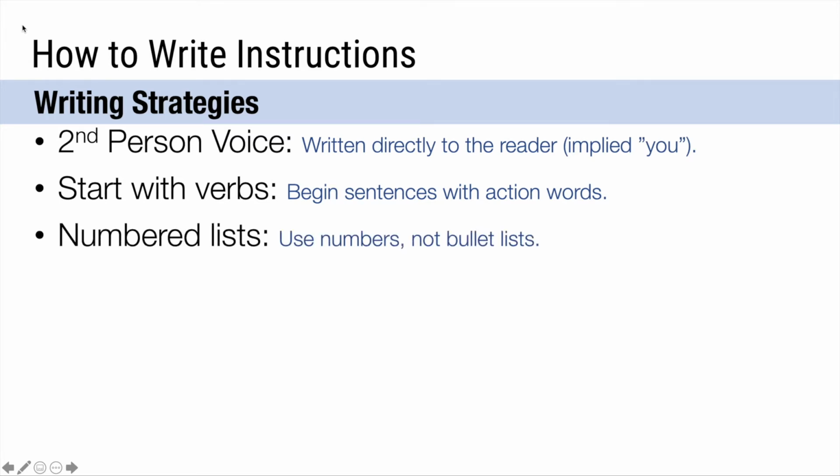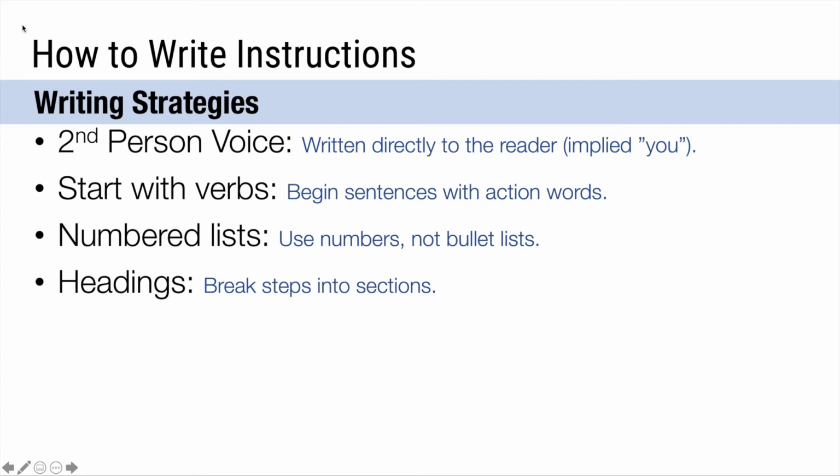Next, with lists, instructions are very often done in lists. Use numbers in those lists and not bullets. Bullets are used to separate different elements of a list, but they don't indicate an order. Now, we might think that reading from top to bottom does indicate an order, but you can jump around with bulleted lists. With numbered lists, it's very apparent that you should go from number 1 to number 2 to number 3, and so on.